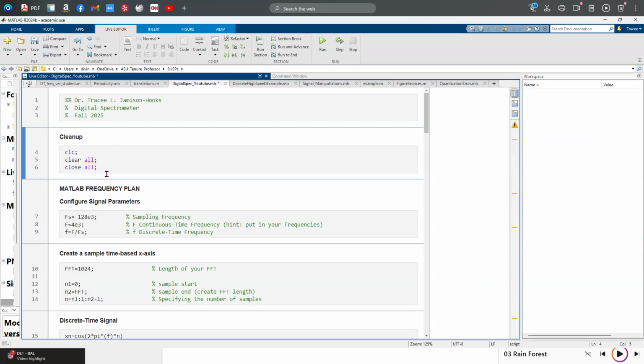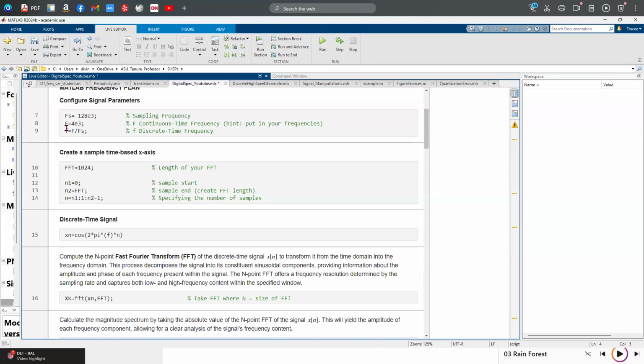Here, we start with the sampling frequency of our system. In our case, that's Fs equals 128 kilohertz, which is 128,000 samples per second, which means 128,000 samples of the signal come into our system every second.